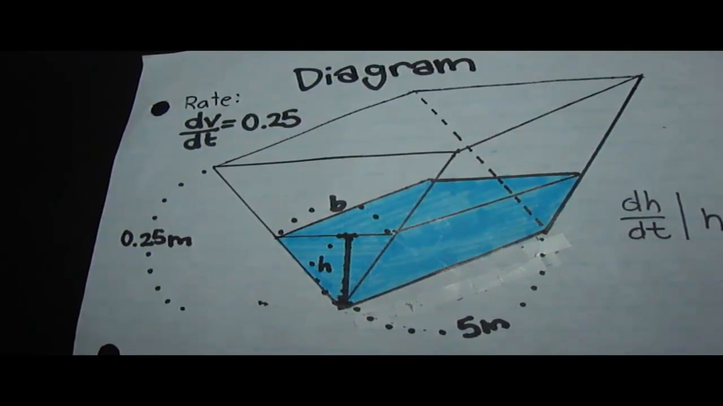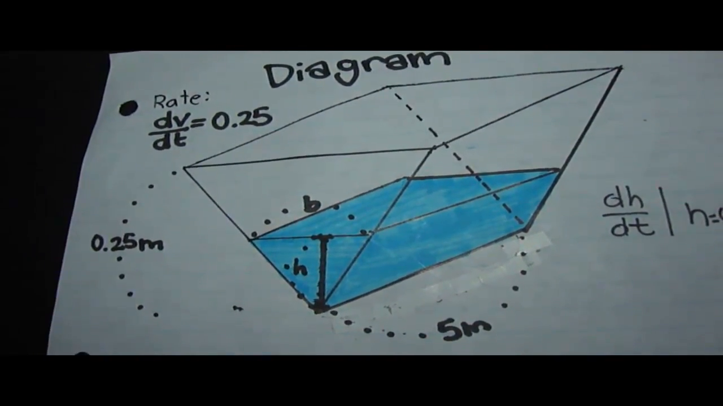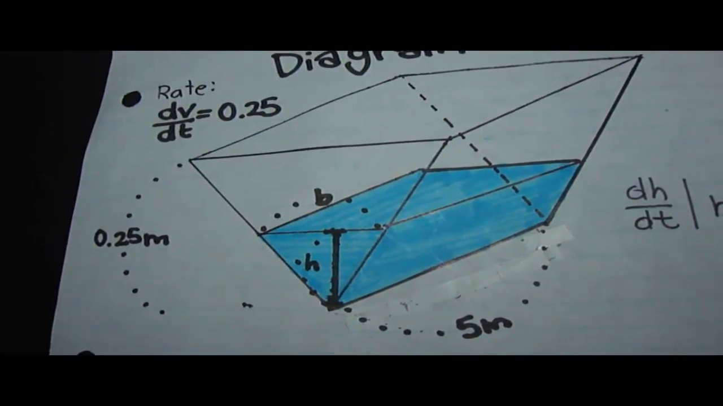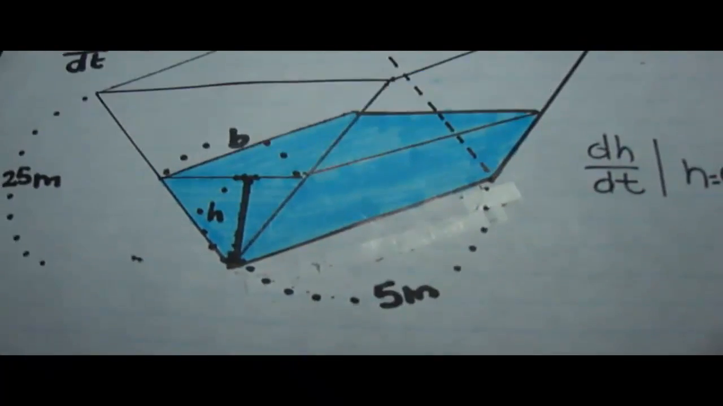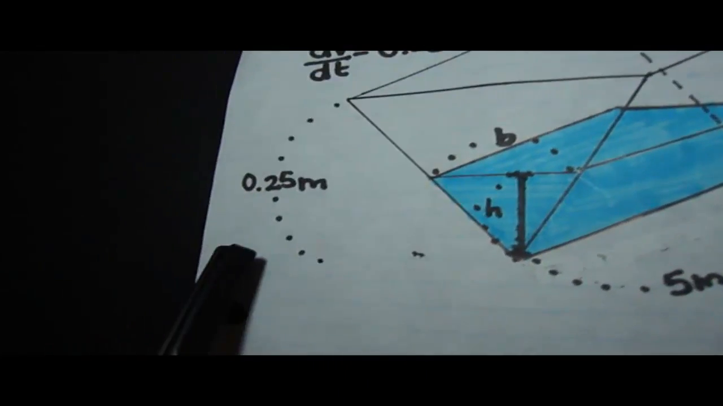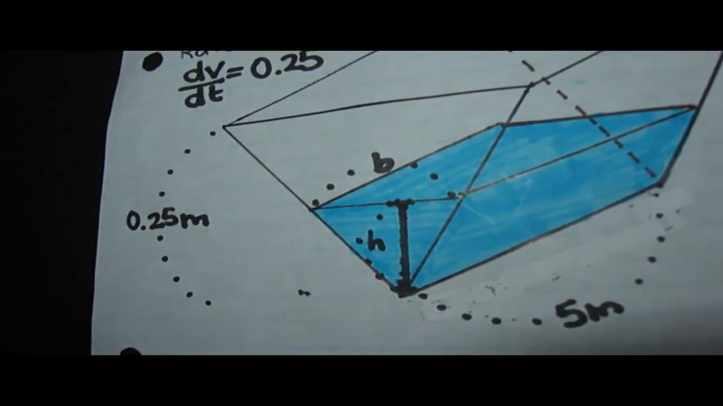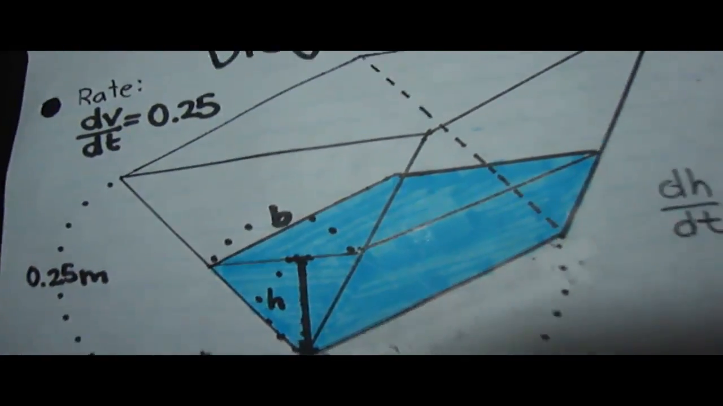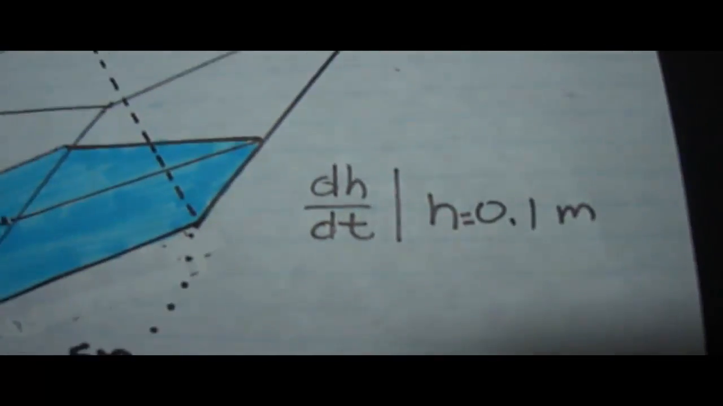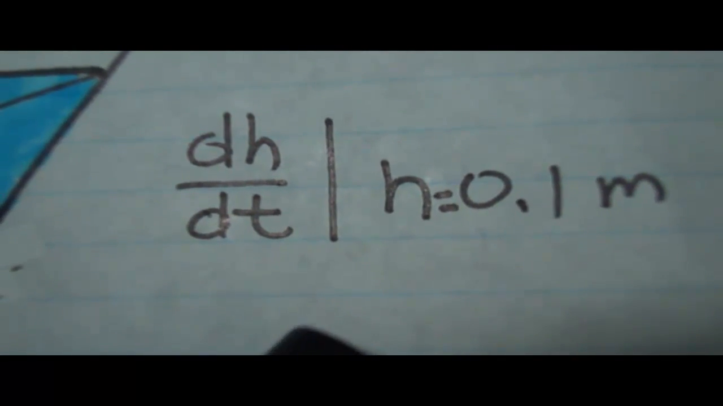Okay, so I drew the diagram for the question earlier. This is a cross-section of a water trough which looks like a triangular prism. The length of the trough is 5 meters and the height is 0.25 meters. We changed 25 centimeters given in the question into 0.25 meters for convenience. We are looking for the rate of increase in water with respect to time. The height equals 0.1 meter.